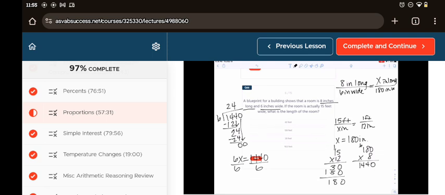And even though this is 0, I still have another 0 to bring down. So 6 goes into 0 0 times. And now I'm done. So X equals 240 inches. But we want to know the length in feet. So now we have to convert this to feet.